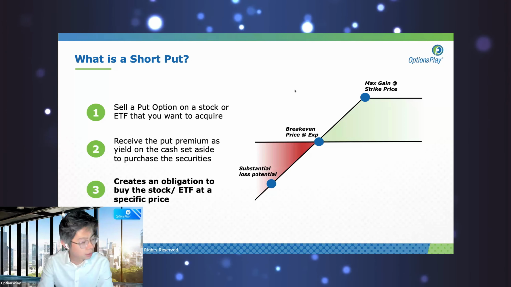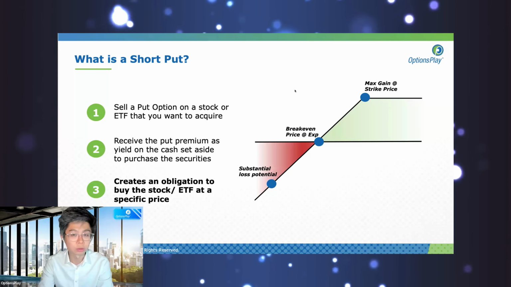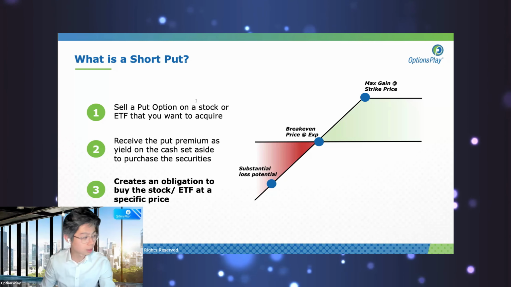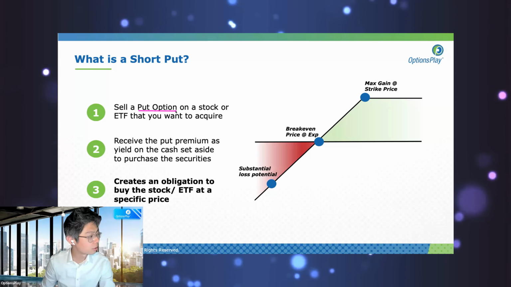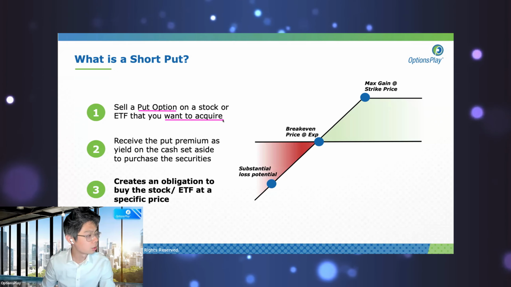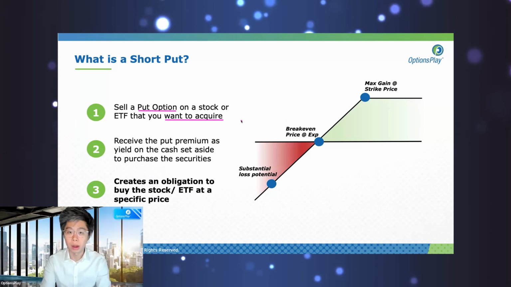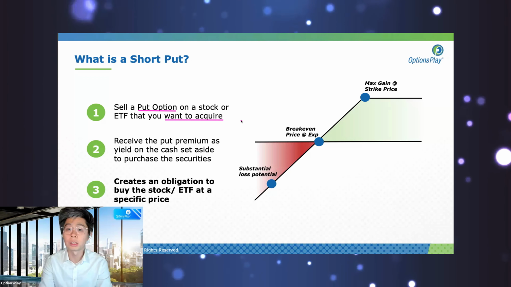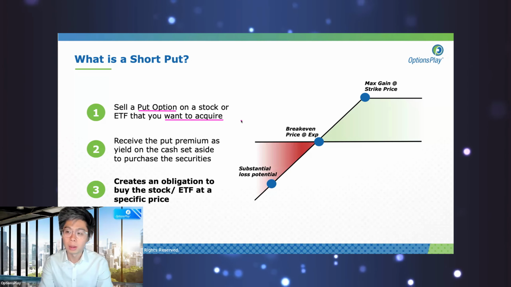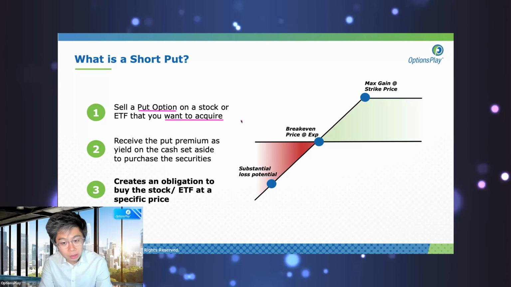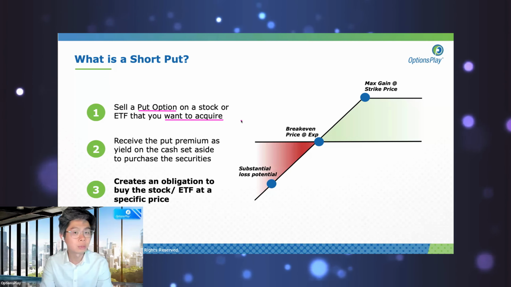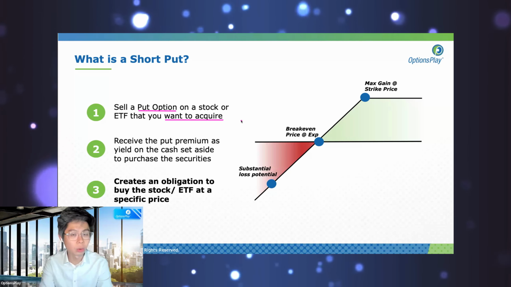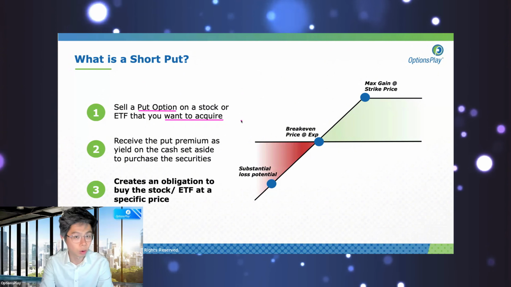So let's start off with a quick review of what a short put is, for those of you that are not familiar with this specific strategy. A short put is when you sell a put option on a stock or ETF that you want to acquire. And the key words here are the stock that you want to acquire. Meaning you shouldn't be selling cash secured puts or short puts on stocks that you're not interested in owning, whether that's because you don't know anything about the stock or you don't believe that it's a good investment. You should only sell puts on stocks that you would own in your portfolio. That's the first requirement, okay?